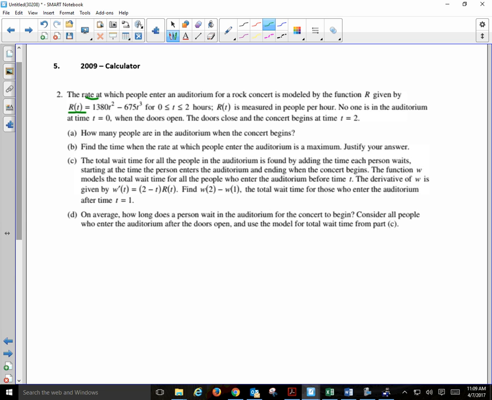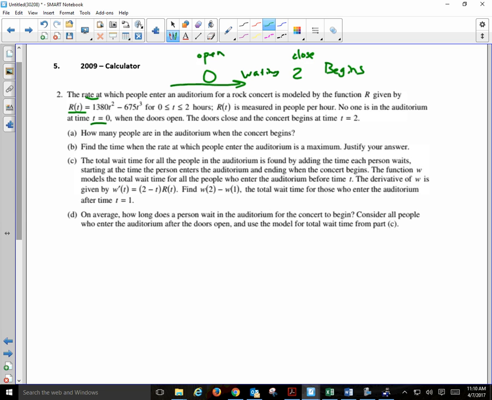Okay. No one is in the auditorium at time equals 0, and the doors close and the concert begins at time equals 2. So what's happening here is at time 0, the doors are finally open, and at time 2, the doors close and the concert begins. In the meantime, people are coming into the auditorium, and they're maybe waiting a little bit before they actually get to be seated, or they're waiting outside in the cold, then they're going through doors or sitting down. Okay, so it says how many people are in the auditorium when the concert begins?